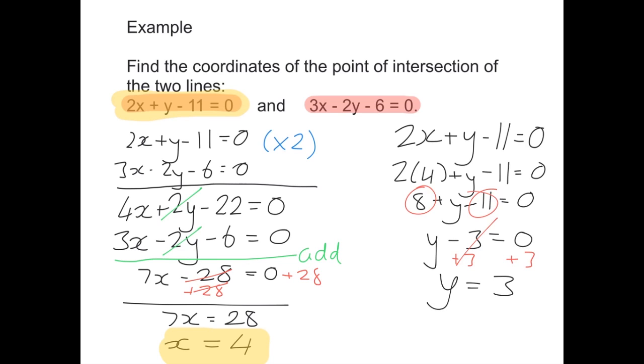So at the end of all of that, we get to say that our point of intersection, the point where the two lines crossed, is the point 4, 3. And that is our final answer.